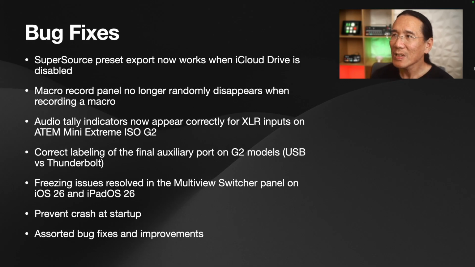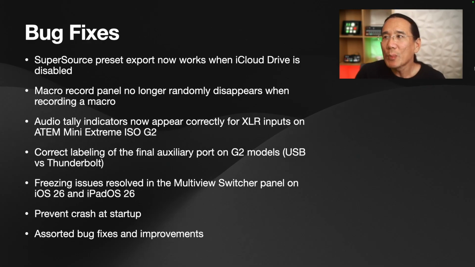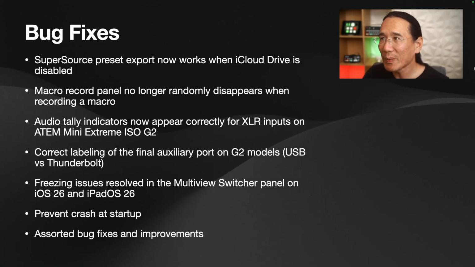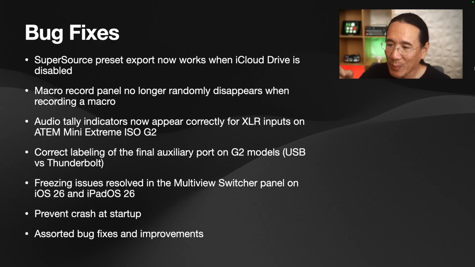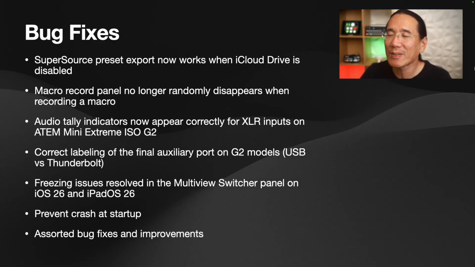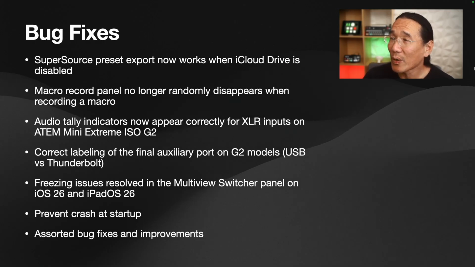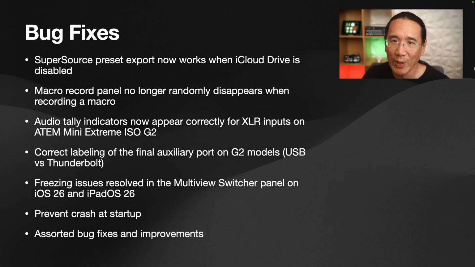Today, some bug fixes. SuperSource preset exports now works when iCloud Drive is disabled. Before, if you had iCloud Drive disabled and you tried to export from the menu, nothing happened. So now the proper dialog box appears. Some people were saying that the macro record panel would disappear randomly while recording a macro. And so now that doesn't happen.